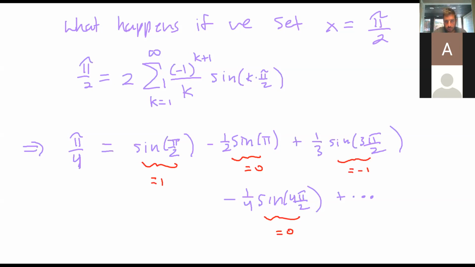So this might be a jump, but hopefully you'll fill in the details. We get this result. We get that pi over 4 is equal to 1 minus a third plus a fifth minus a seventh plus a ninth, and then minus, and this thing patterns forever.